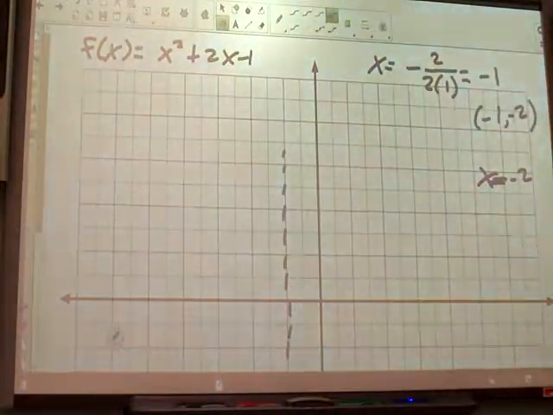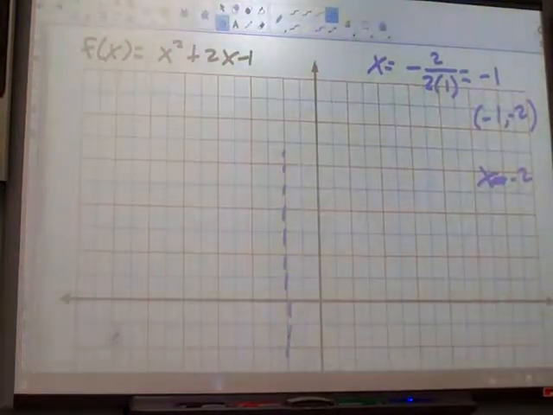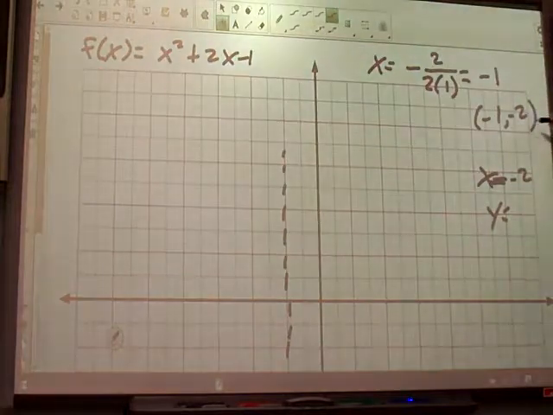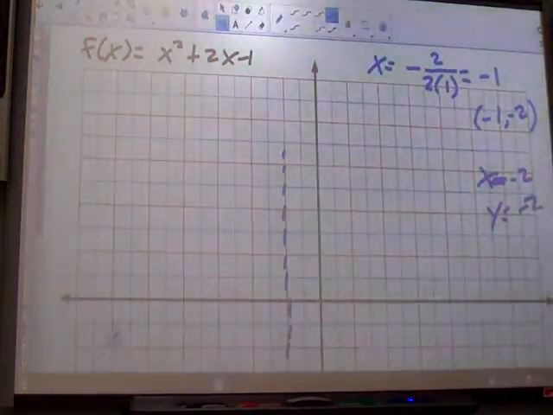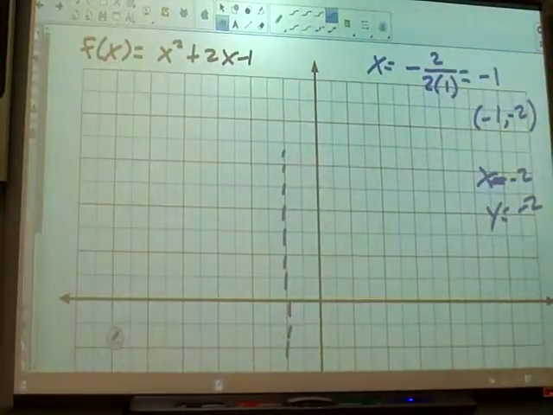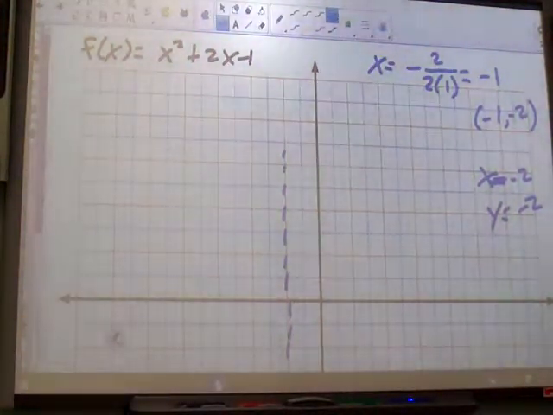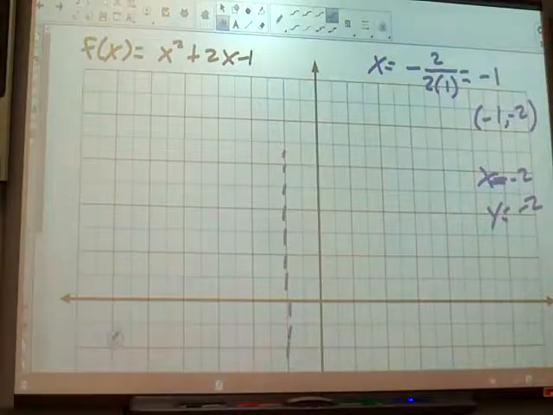My x is positive, so it's opening up. So it's got a minimum at y equals whatever your y is, -2. Do you see now how if you get the vertex wrong, you're going to get all those answers wrong? Because they just come straight from the vertex. So be super duper careful.